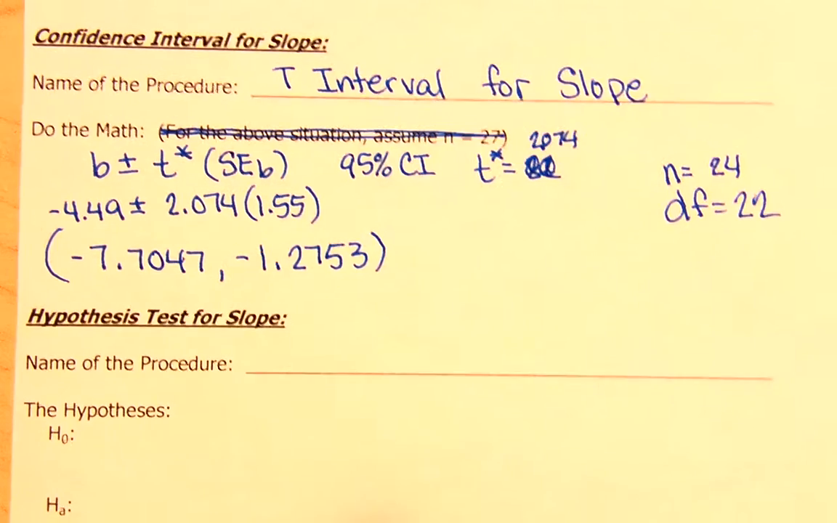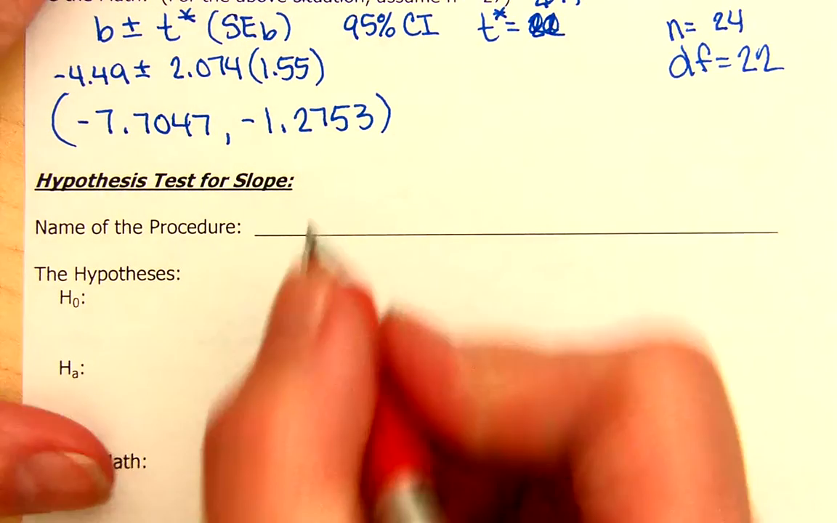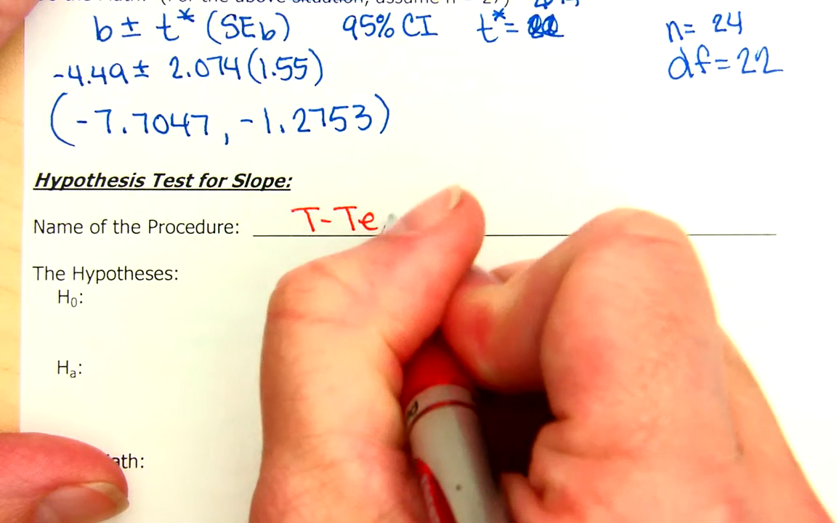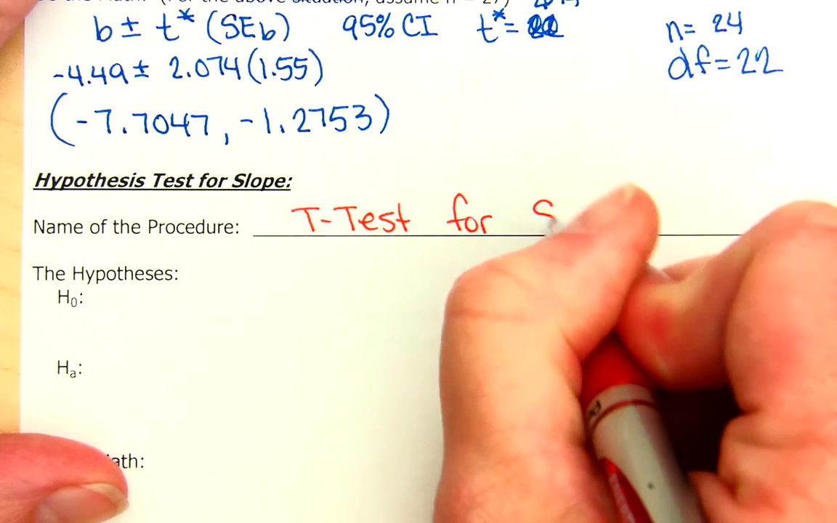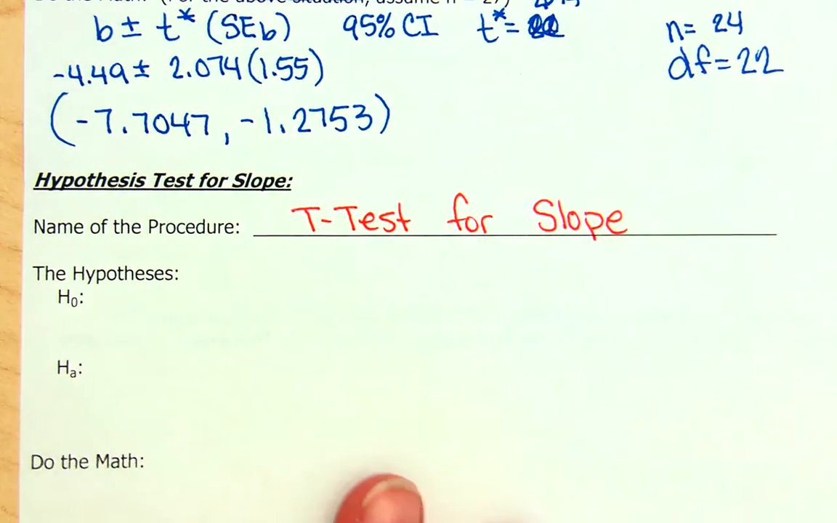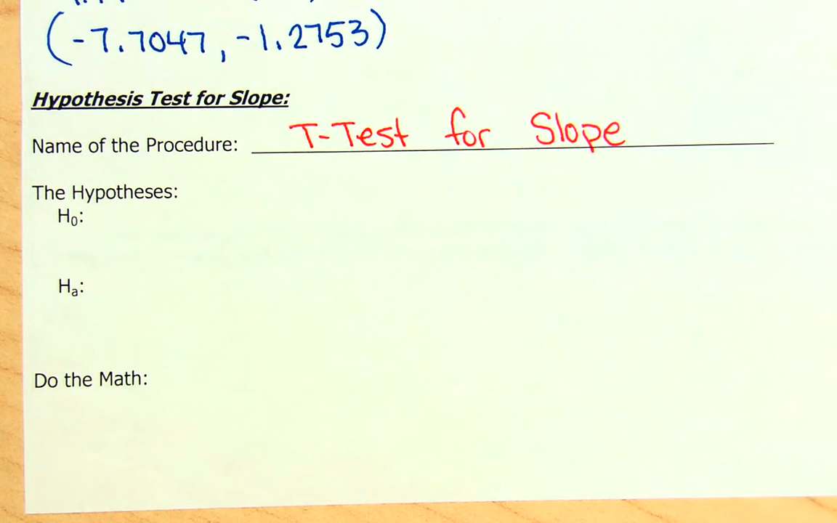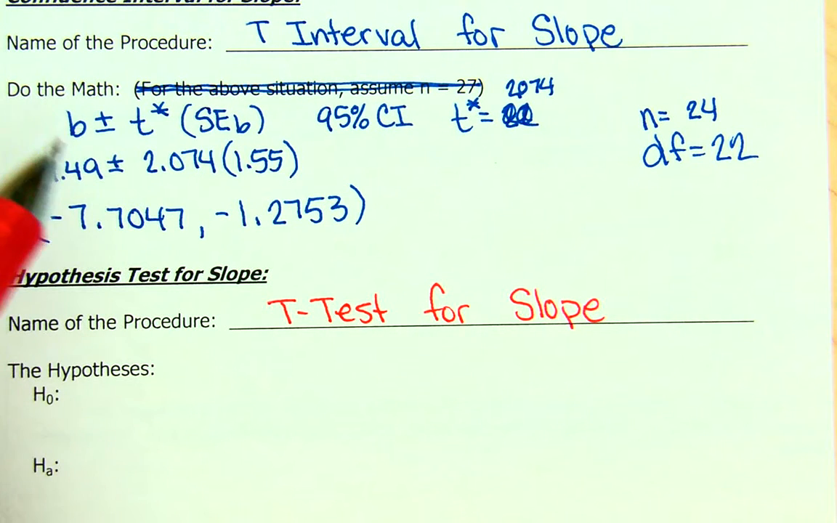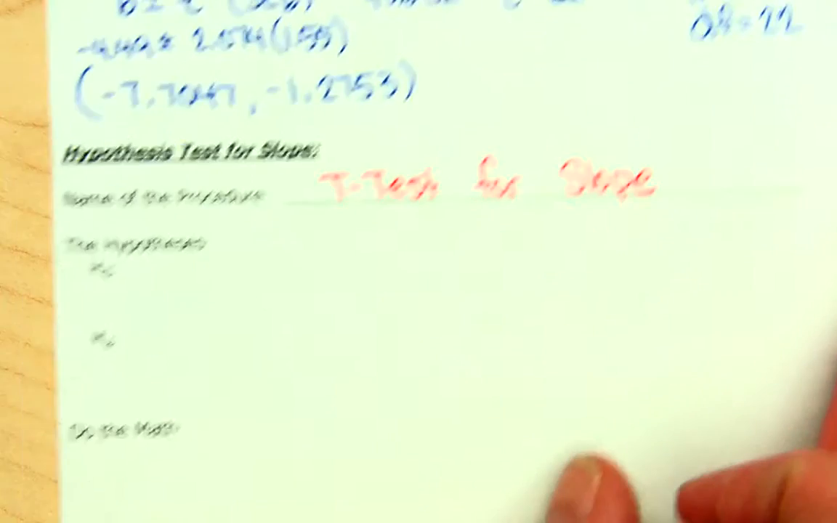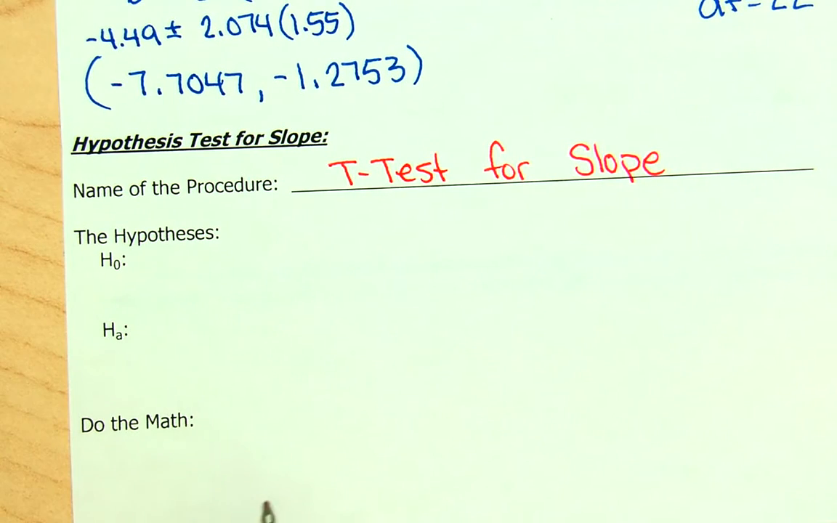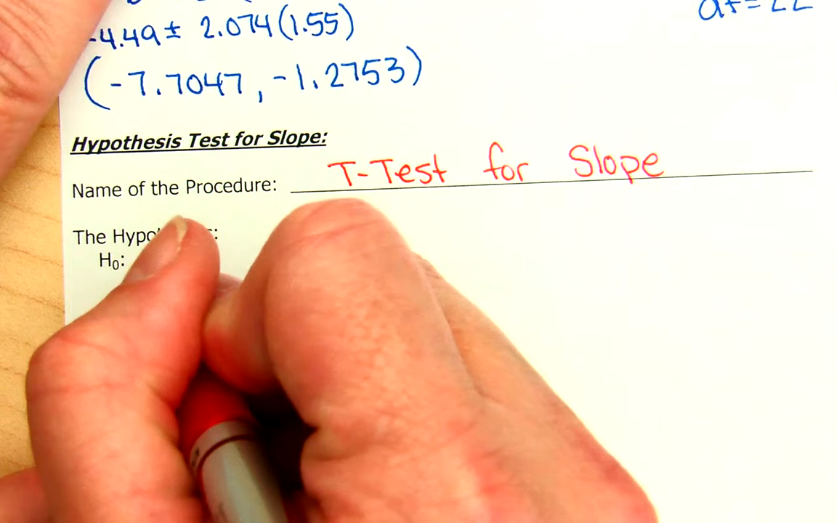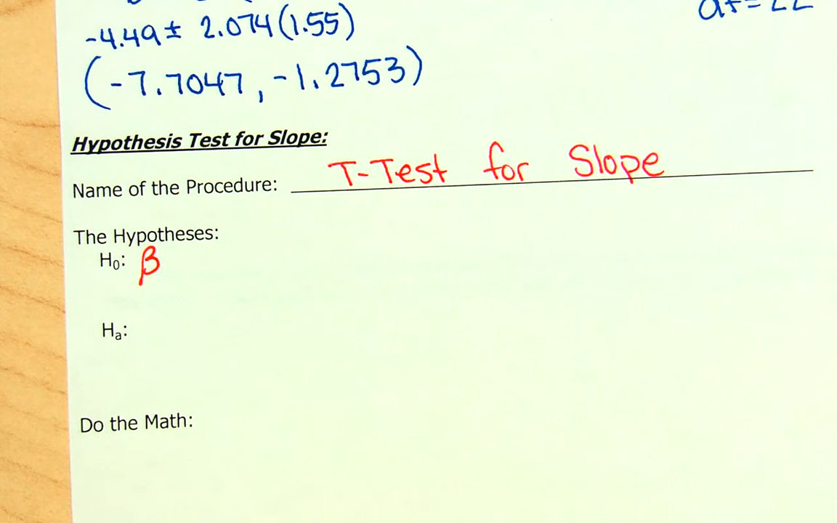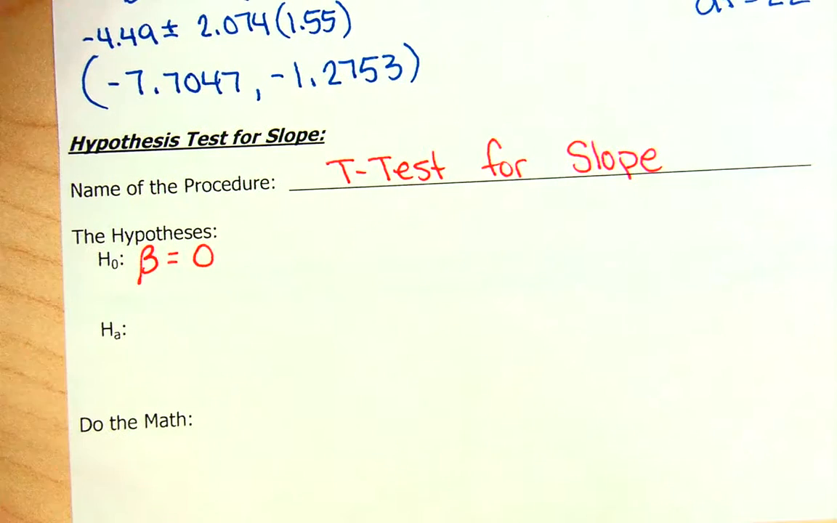Okay. For hypothesis test, we're going to call this a t-test for slope. So you'll notice up here, like I say, we use the letter b for our slope value. So the b is our estimated slope. So here when we talk about our hypothesis, that's going to be our parameter for slope. And it's just the Greek letter beta. So it looks kind of like an uppercase B with a tail. So we'll say in H0, it equals 0.